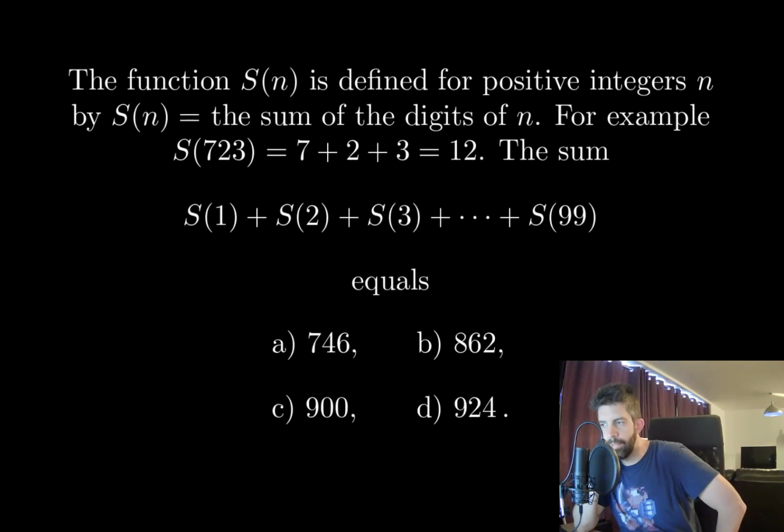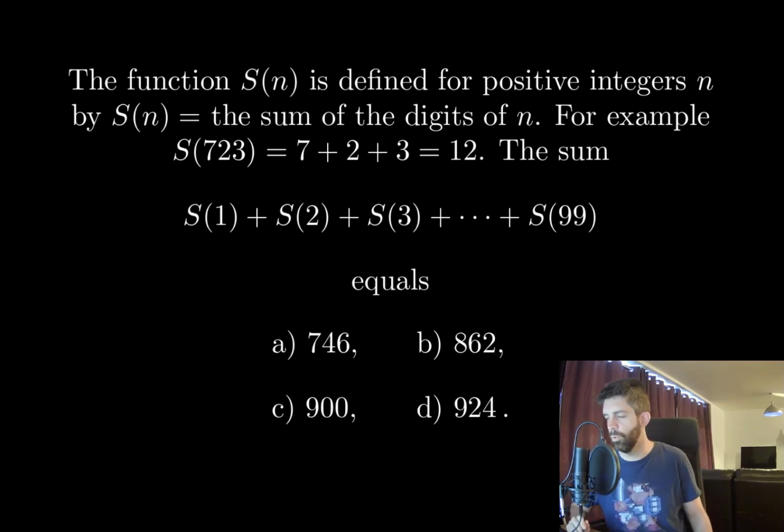The function s of n is defined for positive integers n by s of n is equal to the sum of the digits of n. For example, s of 723 is equal to 7 plus 2 plus 3, which is equal to 12. The sum s1 plus s2 plus s3 up to s99 equals 746, 862, 900, or 924.